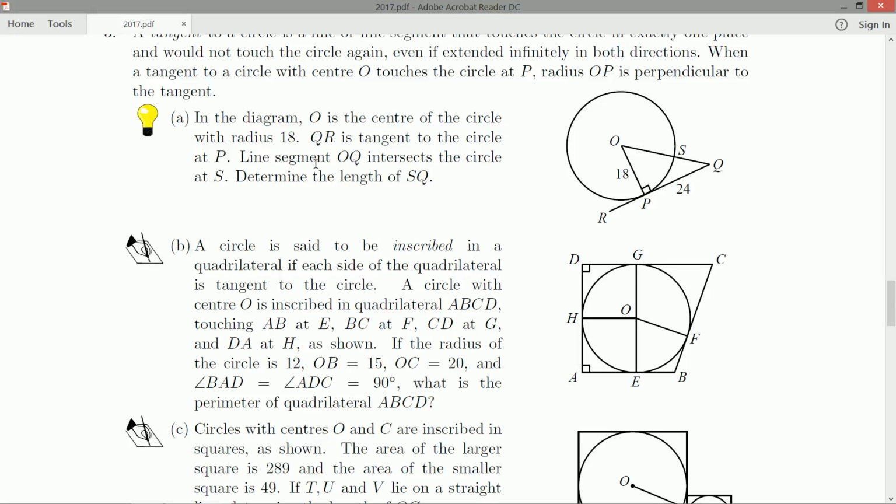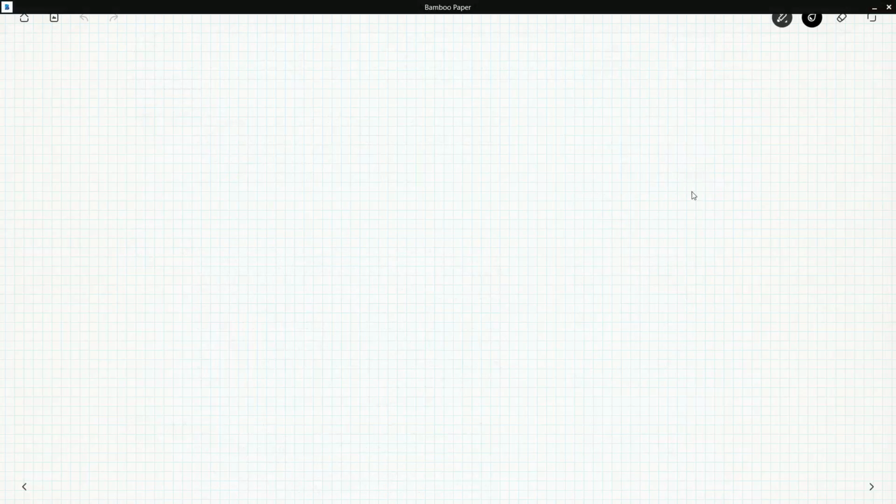In the diagram, O is the center of the circle with radius 18, QR is tangent to the circle at P, line segment OQ intersects the circle at S. Determine the length of SQ. Although they didn't tell us here, we do seem to have a 24 here. PQ is 24. So we'll copy our diagram down.